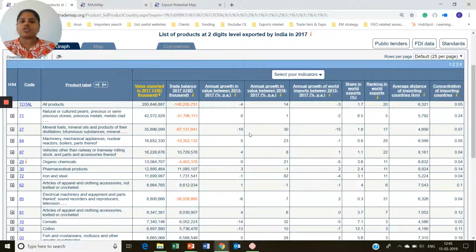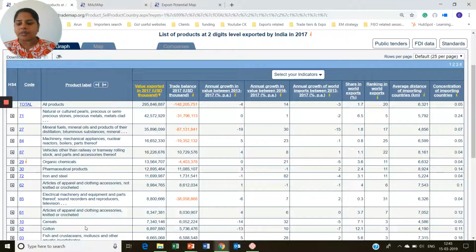If your strength is giving the price at a competitive rate, then you can go for a product even with a negative value. But then you should understand what was the average value when it was getting exported in the last year.